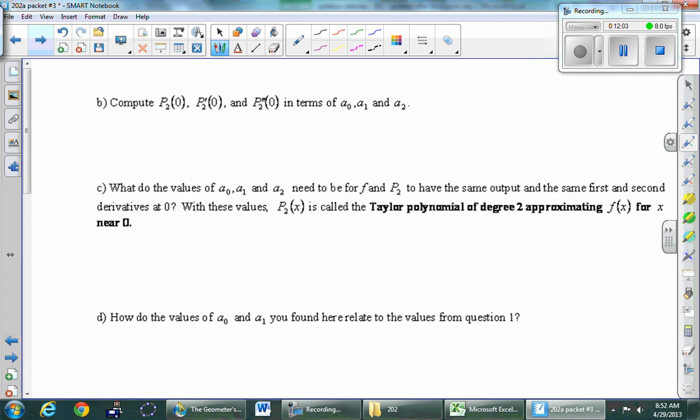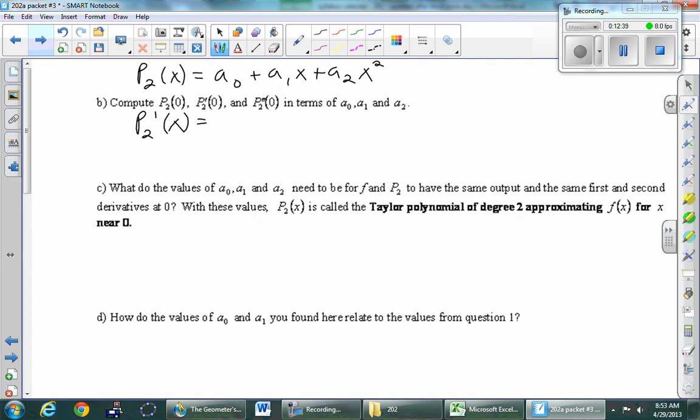And we're going to compute for our p sub 2 function. I'll write p sub 2 up here just so we've got it. P sub 2 of x is a0 plus a1x plus a sub 2x squared. So what we're going to do here is find p sub 2 of 0, p sub 2 prime of 0, and p sub 2 double prime of 0. Let's first find the derivatives. P sub 2 prime of x. So I want the derivative of this thing.